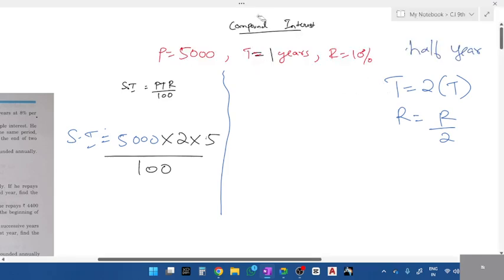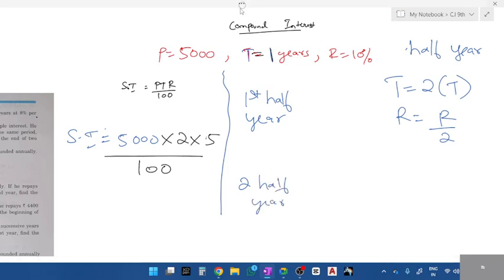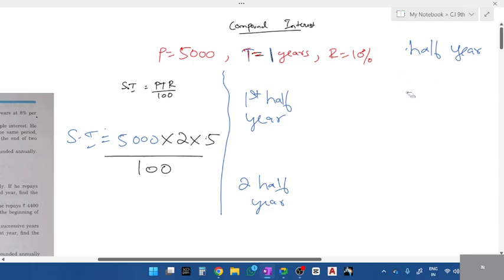Next, for compound interest. For compound interest, what will be the time, students? For how many? 6 months? They have given 1 year. If you convert, what will you get? Time period 2 half years, that is 2.5 years. So how many calculations do you have to do? First half year and second half year. And what will be the rate for first half year? 10 or 5? R by 2.